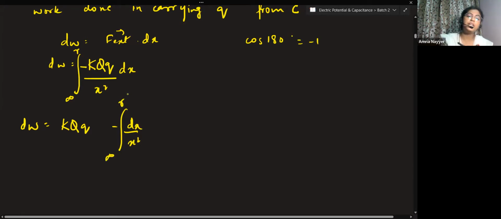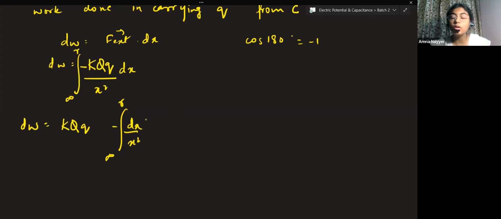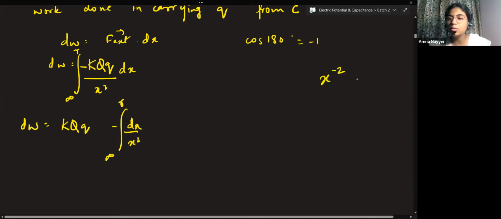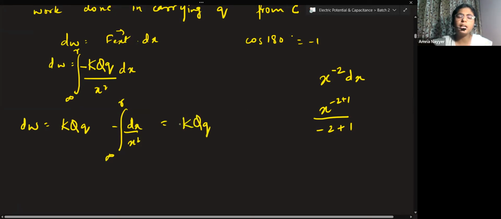Now we have to integrate this. How will we integrate x to the power minus 2 dx? X to the power minus 2, add 1 to it. Whatever you get as the power, divide by it, put it in the denominator. So what did we get? K capital Q small q, put the negative sign already. We have minus 2 plus 1, which is minus 1, in the denominator and x to the power minus 1. And don't forget to put the limits from infinity to point R. Is this clear, Fatima?